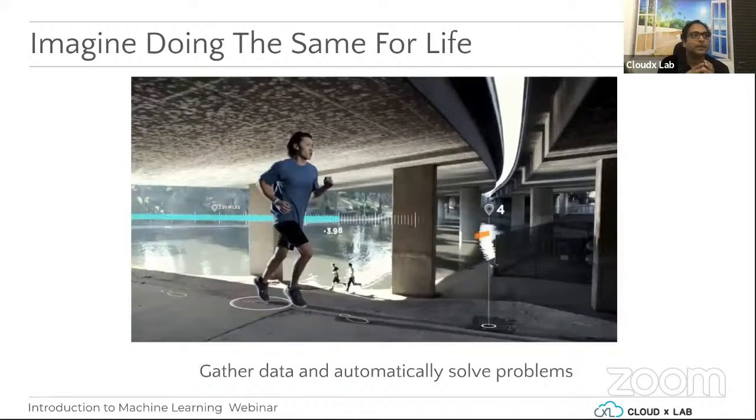Okay? Now, imagine doing the same thing for life. The main idea is to gather the data and solve the problems automatically. And that's the main crux behind machine learning.